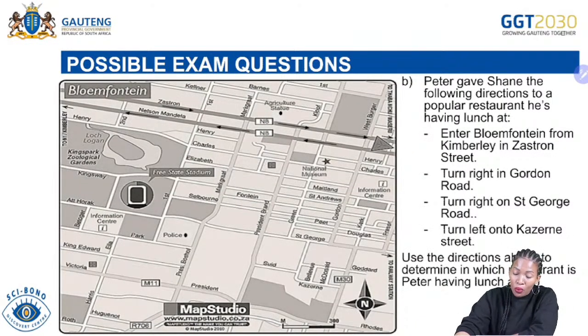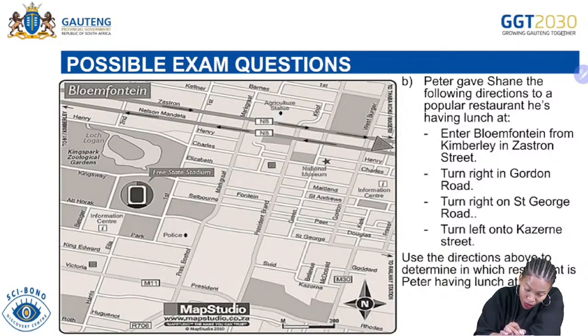And then the second question: Peter gave Shane the following directions to a popular restaurant he's having lunch at. Enter Bloemfontein from Kimberley in Zastron Street. So this is Bloemfontein. Remember, this is Kimberley. So when they say from, it means you are coming that side. And then they say you enter in Zastron. Guys, this is Zastron. Do you see what I'm doing? This is what you'll be doing as well in your map in the exam.